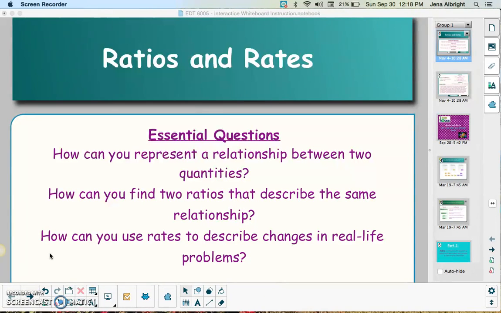My essential questions are: how can you represent a relationship between two quantities? How can you find two ratios that describe the same relationship? And how can you use rates to describe changes in real-life problems?